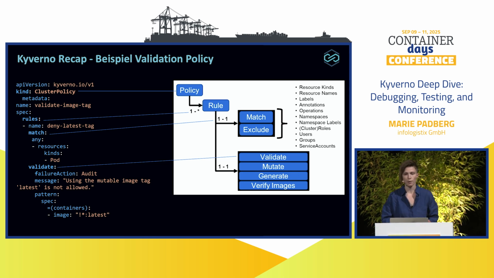Here's an example of a simple policy that many of you might have seen before. It's straightforward. We match a pod, and then we have a validation block with a failure action audit and a message that says using immutable image tag latest is not allowed. And then we have a part with a pattern which is checked. So if latest is found in the image field, we will reject it.